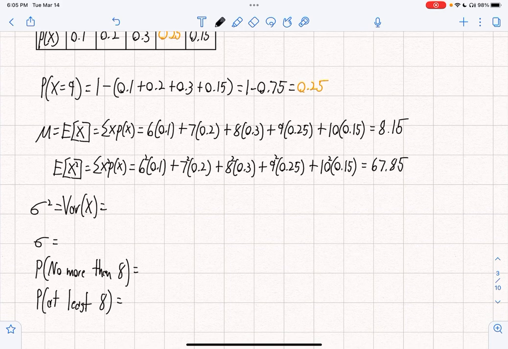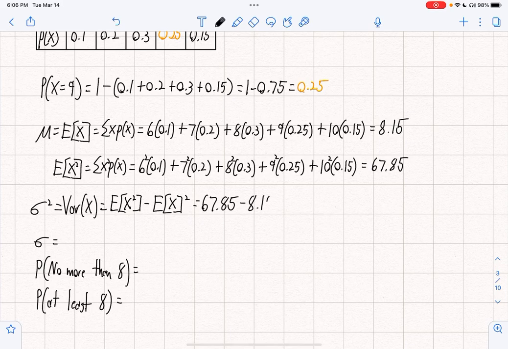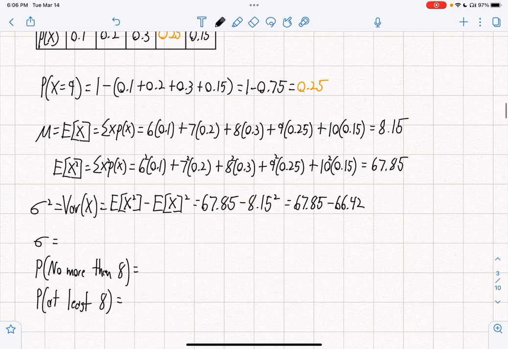So now I can calculate the variance, which is expected value of x squared minus the expected value of x squared. And so we found this to be 67.85 minus 8.15 squared. So that would be 67.85 minus 66.42, which is 1.42.